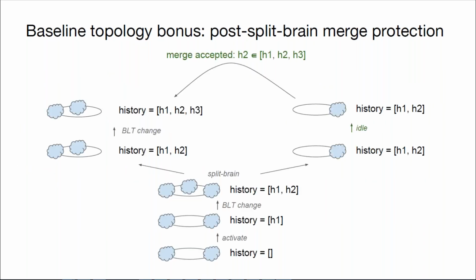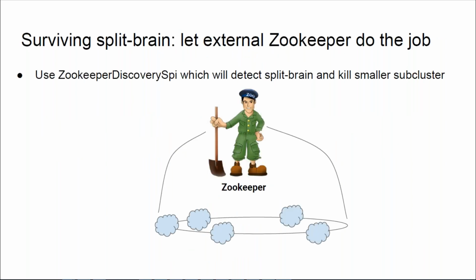Well, except topology validator, there's another option to save your cluster from a split brain. Since Apache Ignite 2.5, we have Zookeeper Discovery SPI. It's an equivalent for TCP Discovery SPI, which is default for Ignite, and Zookeeper is actual. So why have we introduced the Zookeeper SPI?